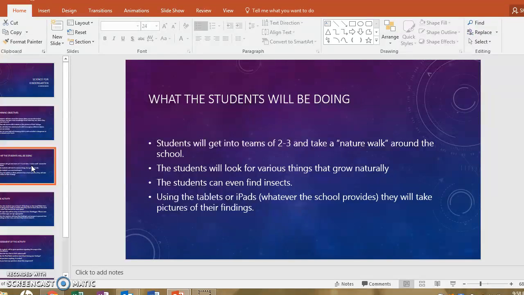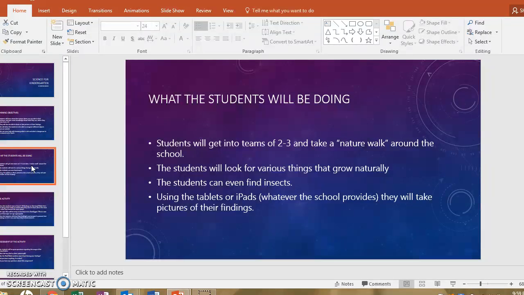What the students will be doing. So the students will get into teams of 2 or 3 people and take a nature walk around the school. The students will look for various things that grow naturally or what they find. They can even find insects. They will use their tablets or iPads, whatever the school provides them, and they will take pictures of their findings.